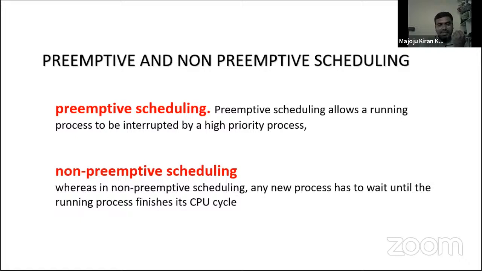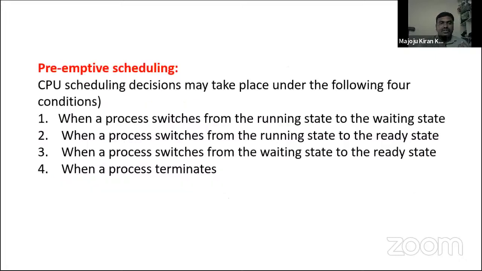If it has a higher priority, it can continue its execution. So one process can stop another process from running and start running itself. Okay, that is preemptive. So in preemptive scheduling, when does the preemption take place? Here the preemption automatically takes place in four conditions.